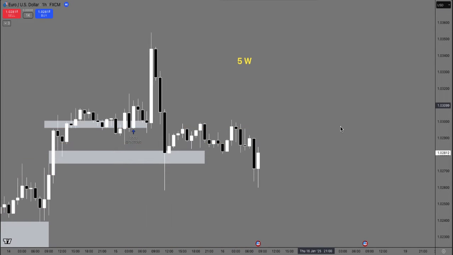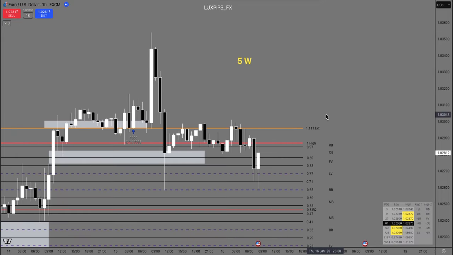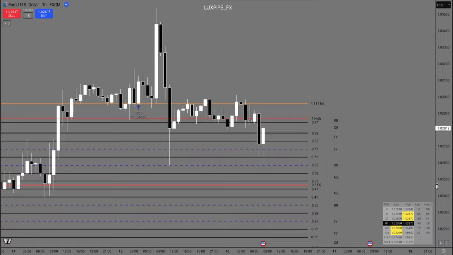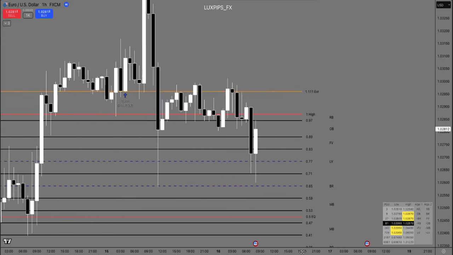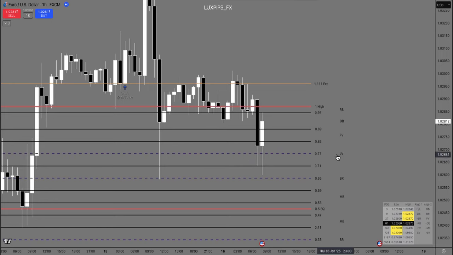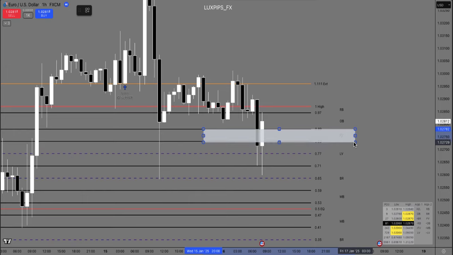Oh, sorry, clicked the wrong thing. Bring the indicator back. Take this off. However, liquidity void has not been made. Let's see if a bearish FVG forms around this FVG level or not.